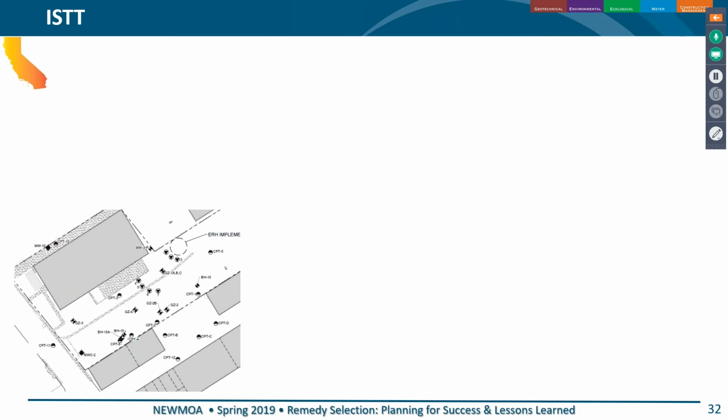So here we have a view of our site, and this was going to be our ISTT area. Again, you'll notice it's the same as that DNAPL source area. I'm not sure how many people have actually employed this technology, so I'll go through the nuts and bolts of it. In the traditional sense, you want to heat up the soil, groundwater, soil vapor, all of it, get it to boiling, boil off the contaminants and treat it.